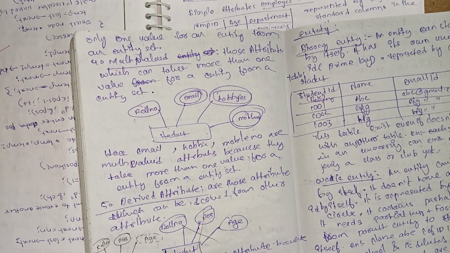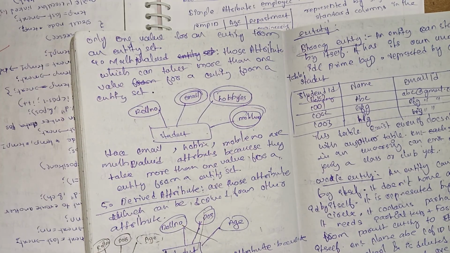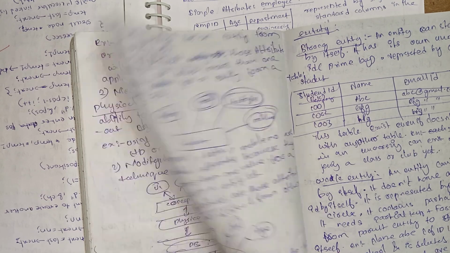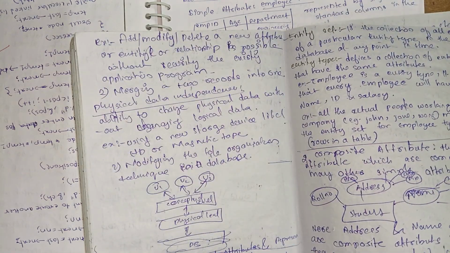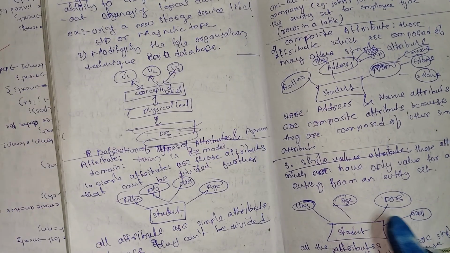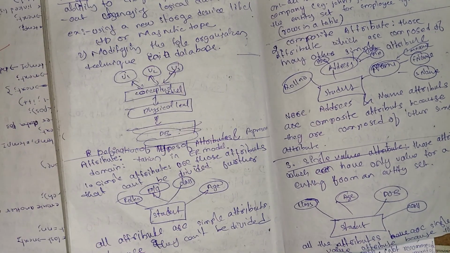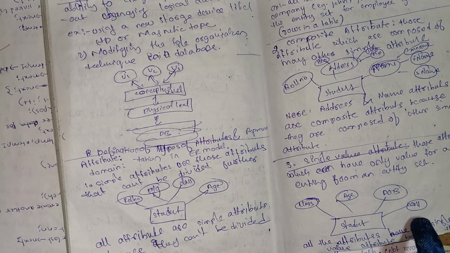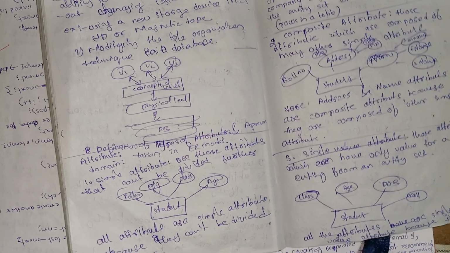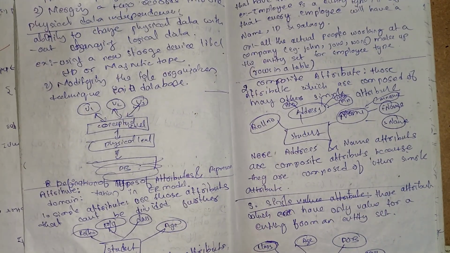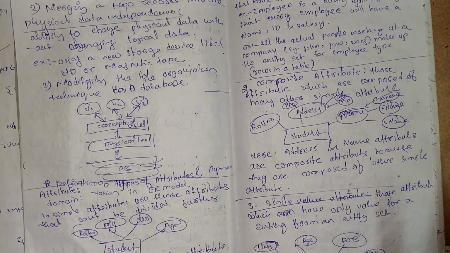Entity set means the entire table. So these attributes, age column, age, date of birth, roll number, means these columns age, date of birth and roll number have only one value for a specific entity in the entire table.